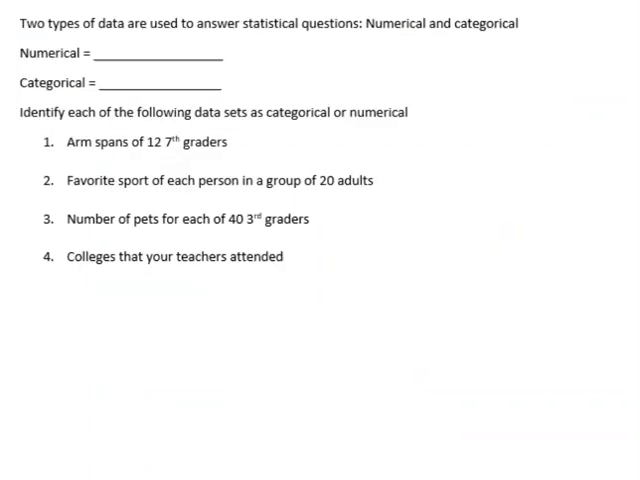There are two types of data that are used to answer statistical questions, numerical and categorical. Numerical are numbers. So the heart rate that we just did, the miles per gallon that we just did. The categorical is typically words. So the shoe color would be categorical because those are words, those are descriptions, categories, and they're not numbers.